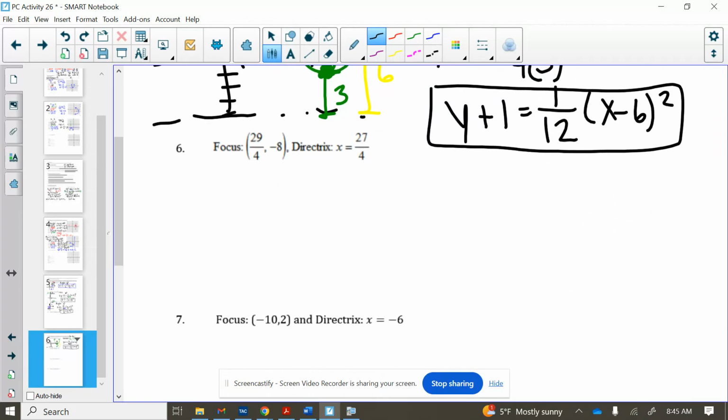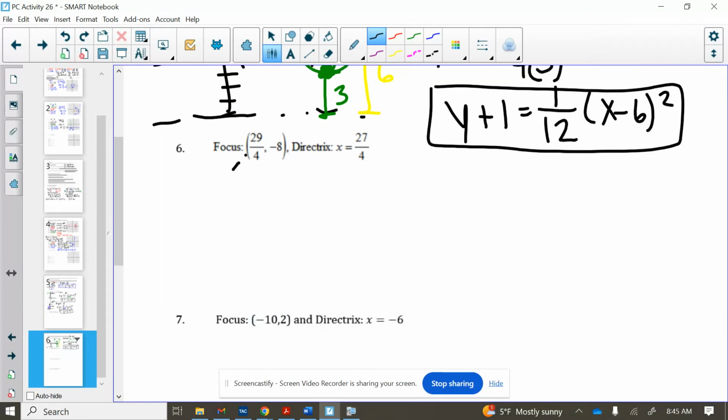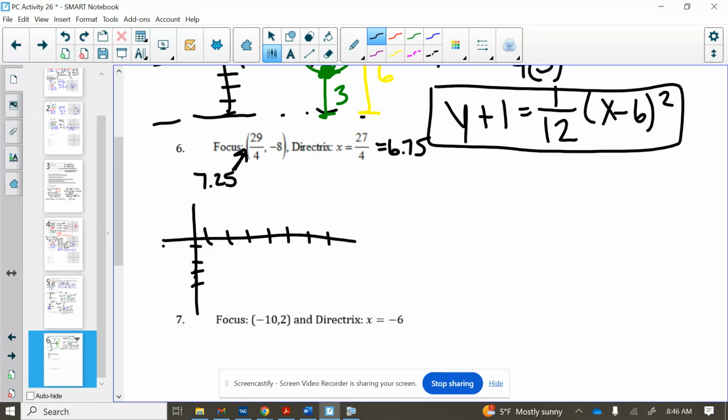All right, in our next example, we are given a focus at 29/4, which we talked about on the last page. That's the same thing as saying 7.25, if that's a little bit easier for the graphing purposes. And then we have 27/4, which is 6.75. And basically what's happening is that focus is to the right, 7.25, and then down 8. So we're way down here for this focus point. Directrix is a vertical line through 6.75.